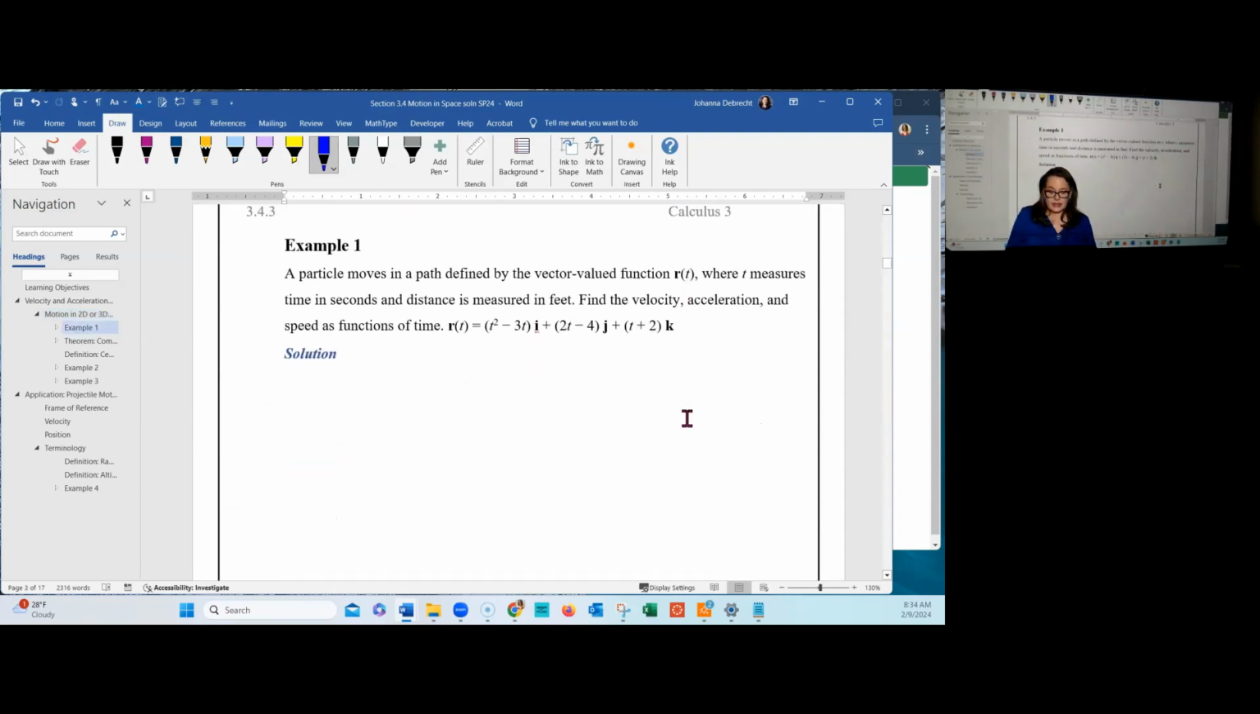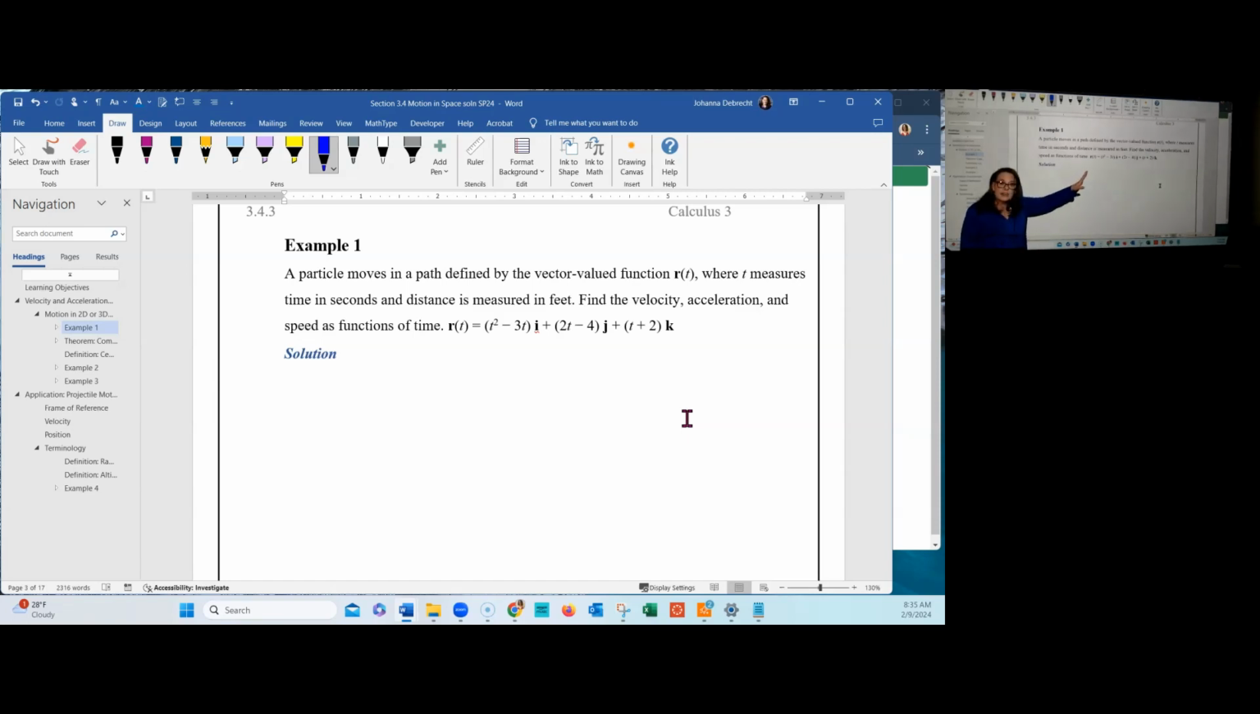Let's take a look now at example 1. In example 1, we have a particle moving in a path defined by a vector valued function r of t. r consists of t squared minus 3t in the first component, i hat, 2t minus 4 in the second component, j hat, and 2 plus t in the third component, k hat. t again measures time, this time in seconds, and our distance is going to be measured in feet. We want to find the velocity, the acceleration, and the speed as functions of time.